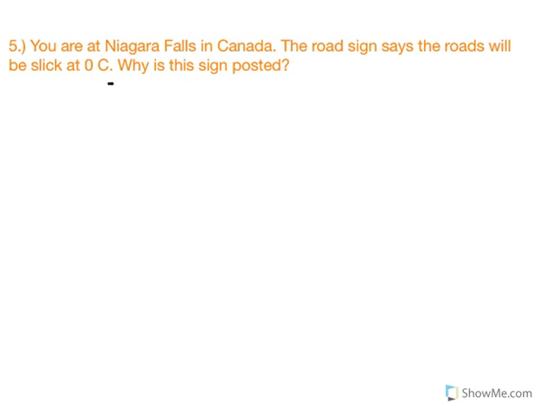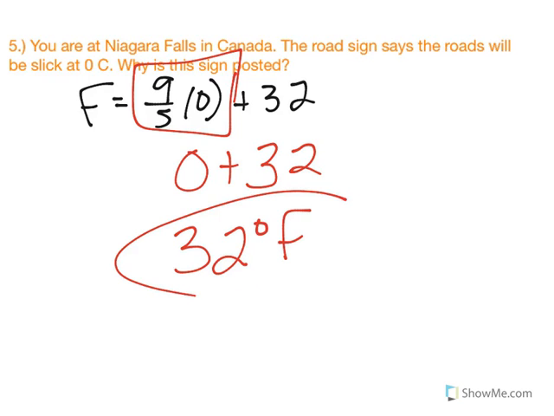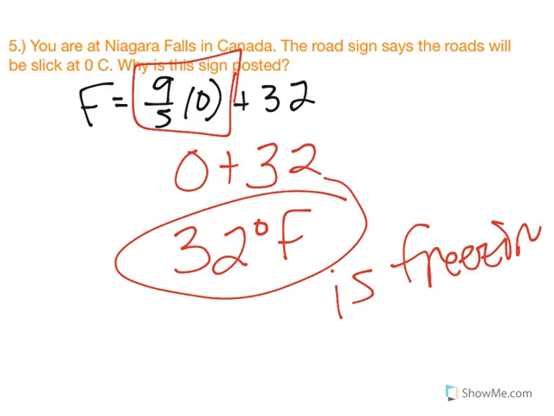So we want to say F equals, right, 9/5 times 0 plus 32. That's easy math. You multiply anything by 0, you get 0. And when you add 0 to 32, you just get 32. So the road could be slick at 0 degrees Celsius because 32 degrees Fahrenheit is the temperature of freezing, right? That's when the water on the road is going to freeze.